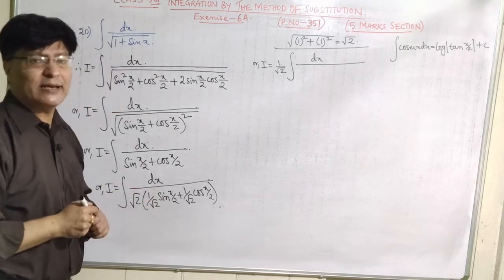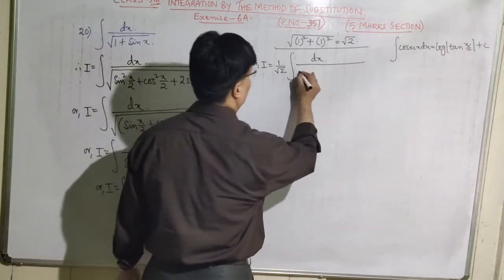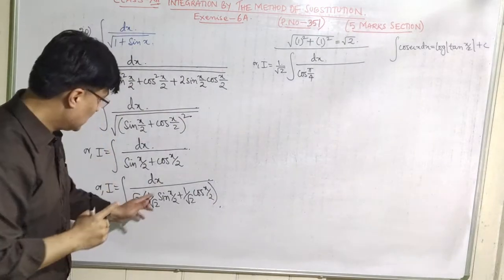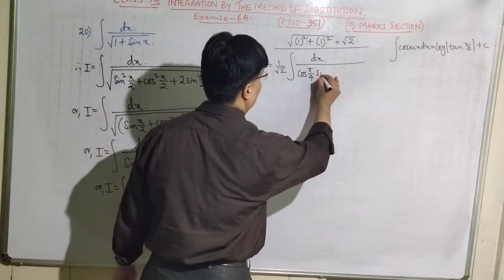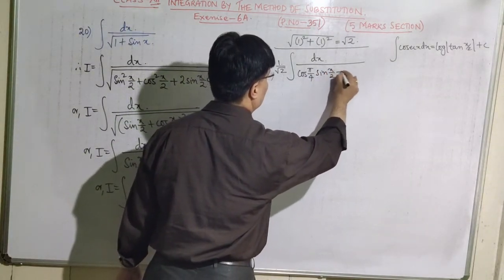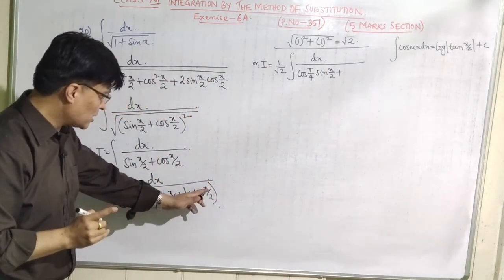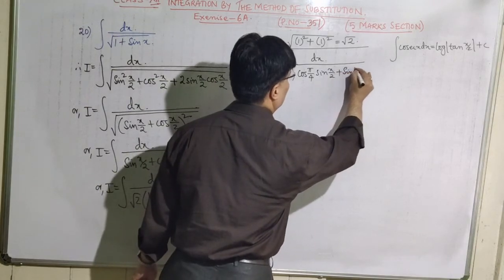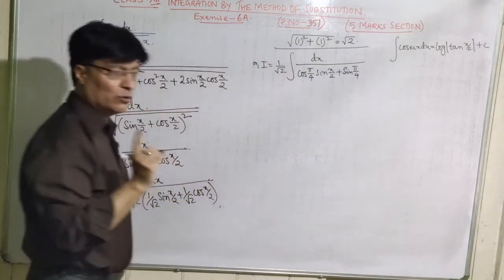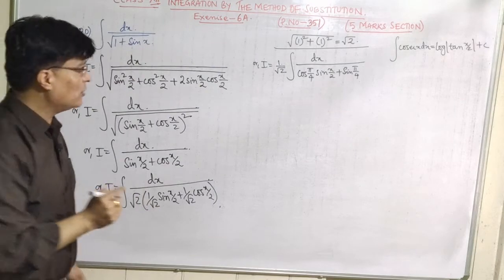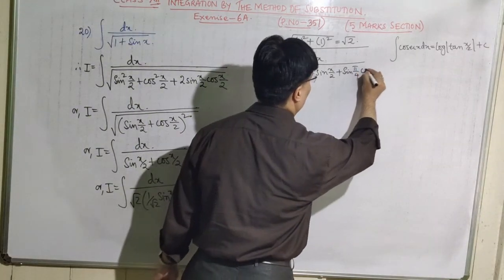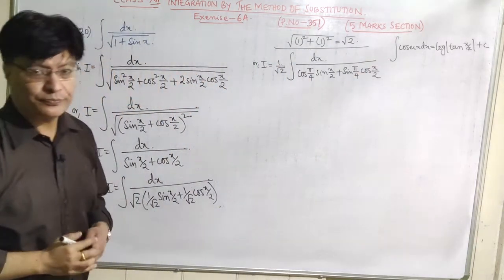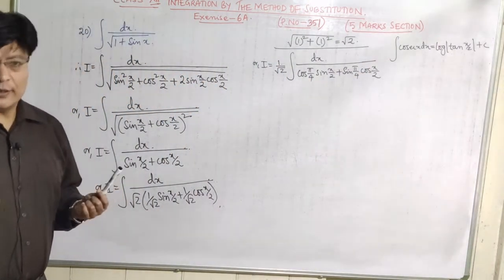So cos of which angle is 1 by root 2? That is cos pi by 4, right? Next sine x by 2 plus, again there is cos x by 2. You have to write 1 by root 2 in terms of sine. Sine of which angle is 1 by root 2? That is sine pi by 4, that is sine pi by 4 is 1 by root 2. Then you have to write cos x by 2. So I think you have understood it.